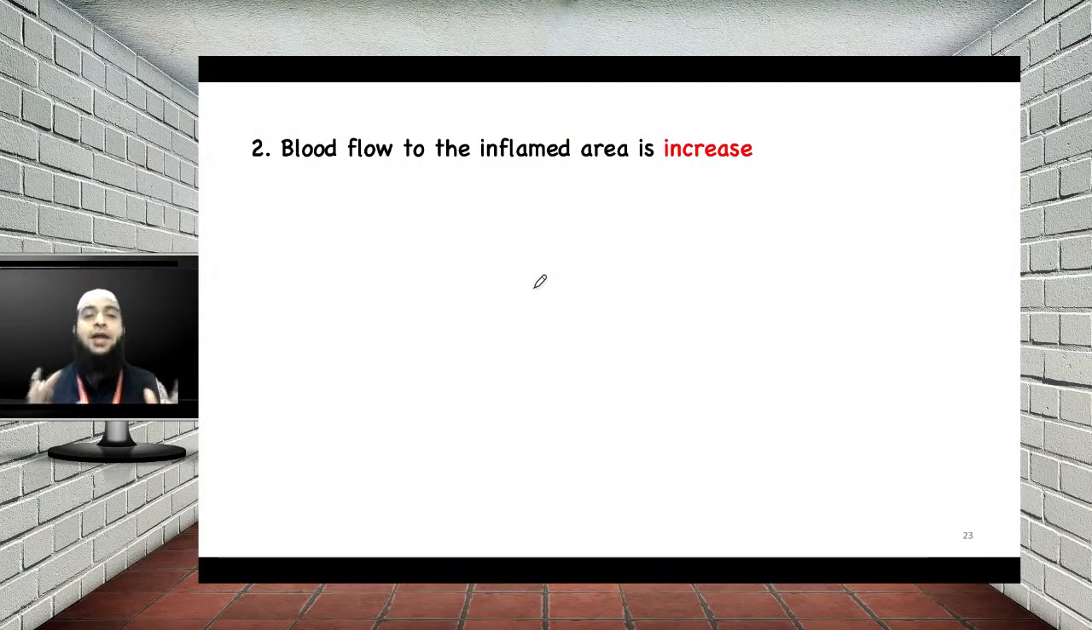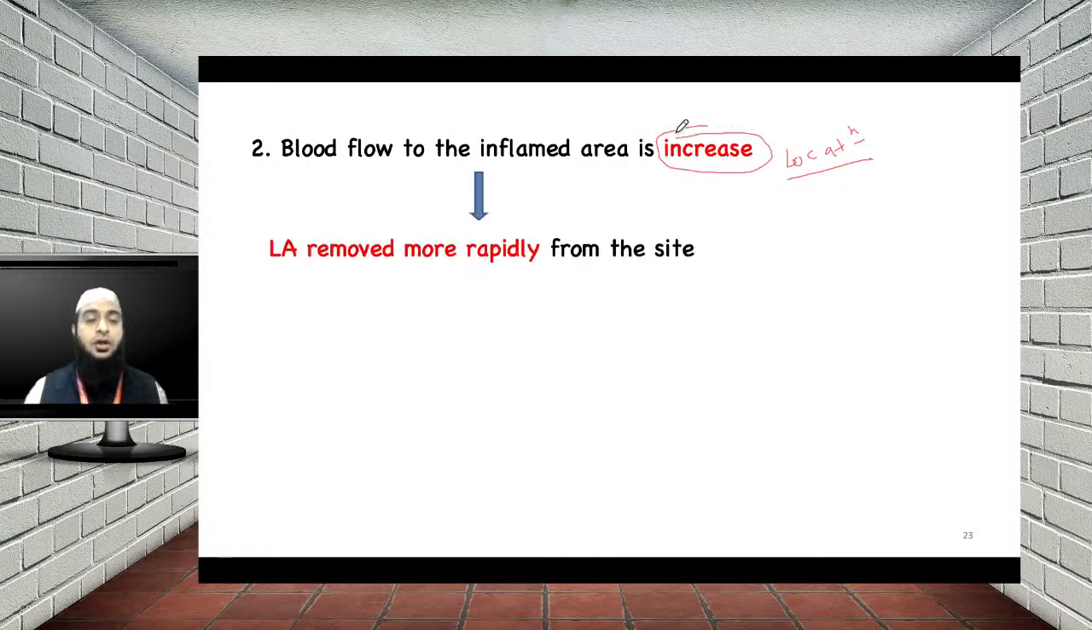Now, where you want action of the local anesthetics, if you see the definition, in case of local anesthetic, you want local action. So you want local action, it means you want to restrict the blood supply, because if there is more blood supply, in case of inflamed area that we have seen, there is increase in blood supply, then what will happen, the drug will be washed out, the local anesthetic will be removed more rapidly from the site, and it will go into the blood circulation.